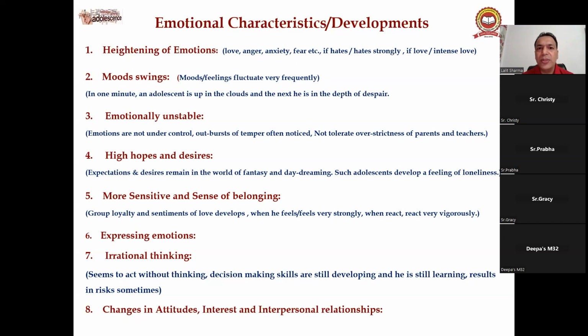Mood swings. So they fluctuate their moods and feelings very frequently. In one minute, they are talking about being up in the clouds, and the next minute they are in the depth of despair. So you should know that. In this age, it happens. And sometimes the teacher starts conflicting with the student. They are emotionally unstable at this age. Emotions are not under control. They have outbursts of temper. Often we have noticed they do not tolerate over-strictness of parents and teachers.